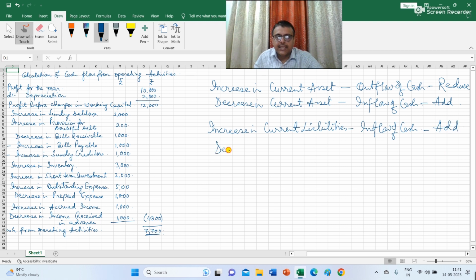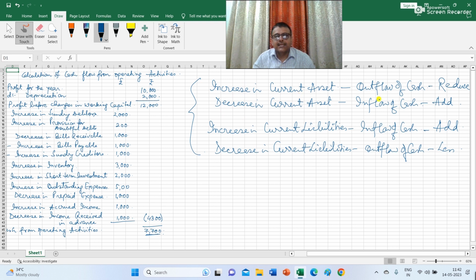And if there is a decrease in current liability, it means there is an outflow of cash. You have paid your creditors. It means you have paid from your cash. So there is an outflow of cash. And if there is an outflow of cash, you have to reduce the difference. So please remember. So you have to remember these 4 points.